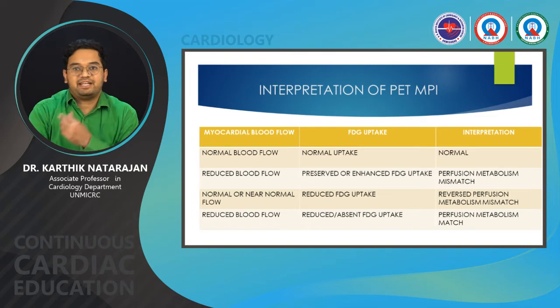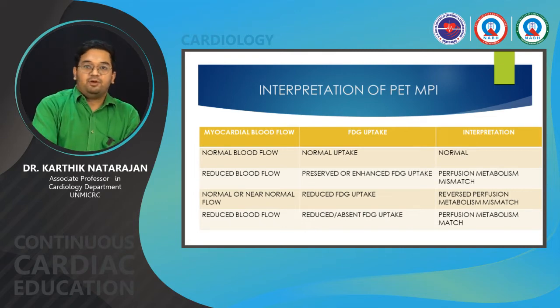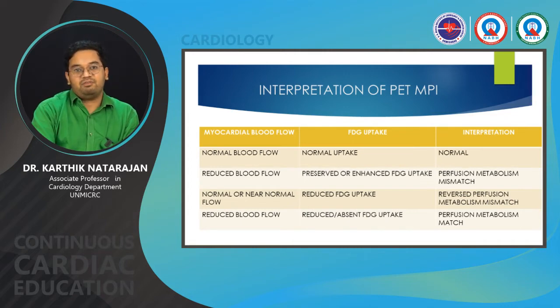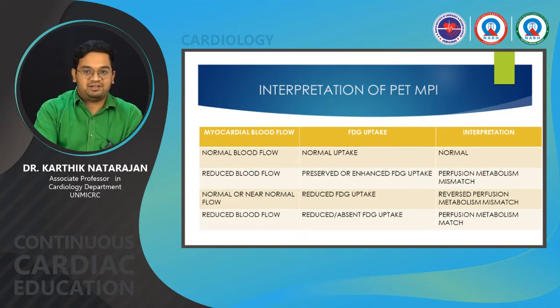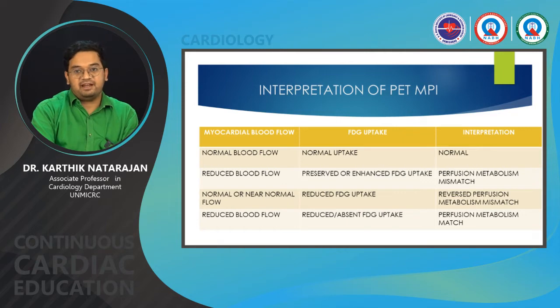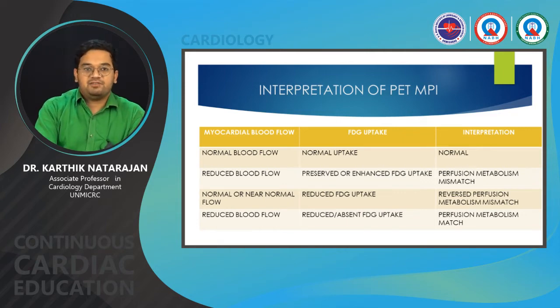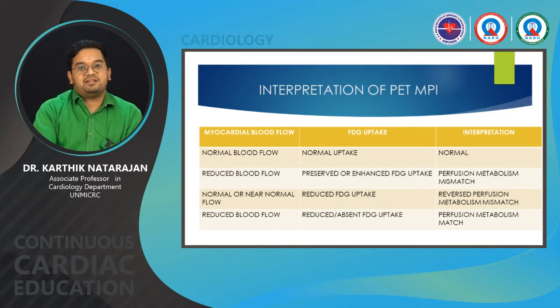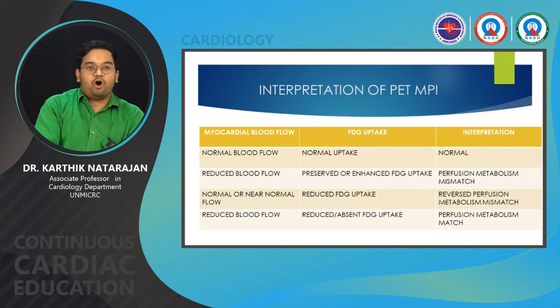So how do you interpret a PET MPI? Very simple. Just remember that whenever there is a mismatch between the findings of the myocardial perfusion and myocardial metabolism, it indicates a viable myocardium. And whenever there is a match between the blood flow and the FDG uptake, it indicates non-viable myocardium. For example, if there is reduced blood flow and there is a preserved or enhanced FDG uptake, it indicates perfusion metabolism mismatch. If there is a normal or near normal flow with reduced FDG uptake, it indicates a reverse perfusion metabolism mismatch. But if there is a reduced blood flow with reduced FDG uptake, or a match, it indicates a non-viable myocardium.